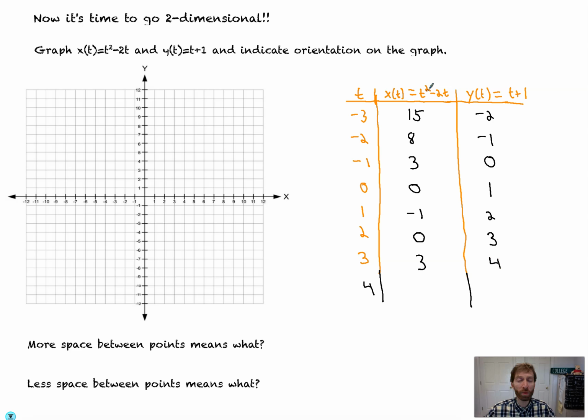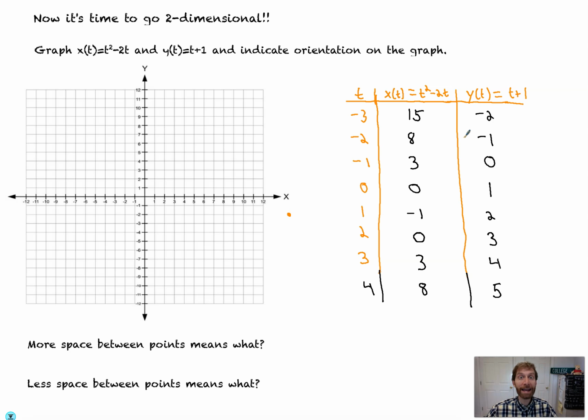And last but not least, 4 squared is 16. Minus 2 times 4 is 8. 16 minus 8 is 8. 4 plus 1 is 5. Okay, all we got to do now is plot the points. It's not bad. So 15, -2, that's way off the graph here. That's right there. That's where we start.